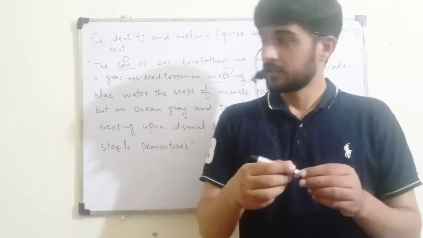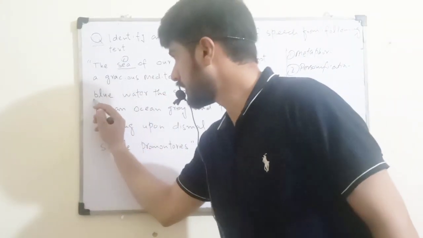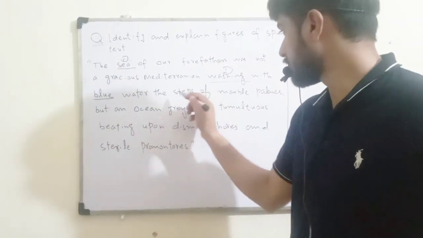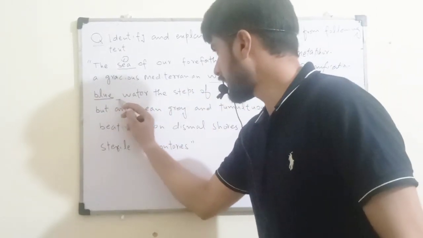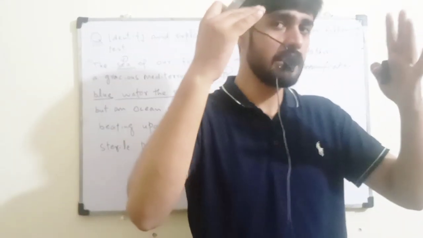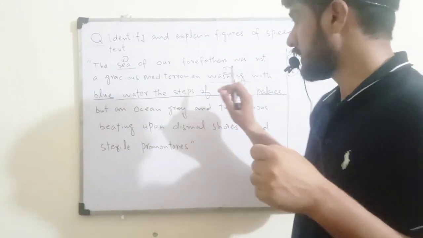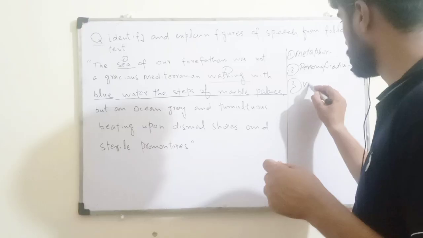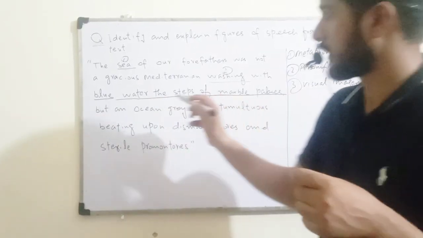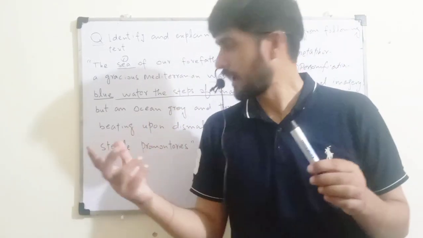Thirdly, with blue water. Blue is imagery, a vivid picture. Water, the steps of marble palaces: this entire line is full of imagery, visual imagery, full of senses, and generally we call it visual imagery. Blue water, the steps of marble palaces.